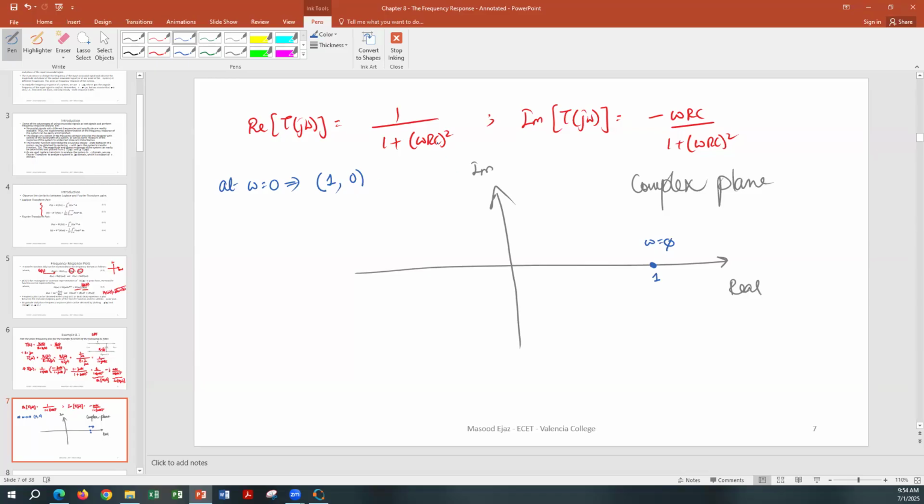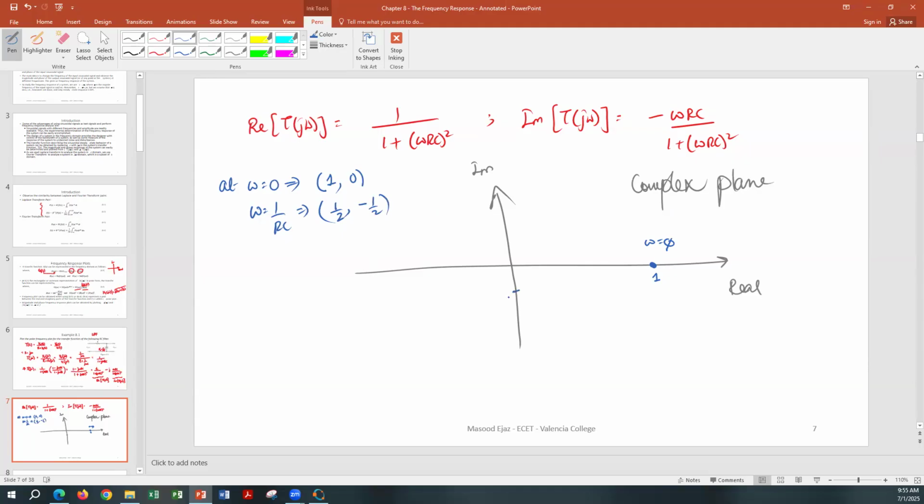When omega is equal to the cutoff frequency, which is 1 over RC, the real part is going to be 1 over RC times RC, which cancels out, and you're going to have 1/2. So the real part is going to be 1/2 at omega equal to 1 over RC. And the imaginary part, again with omega equal to 1 over RC, is going to be negative 1 in the numerator and 2 in the denominator. So negative 1/2.